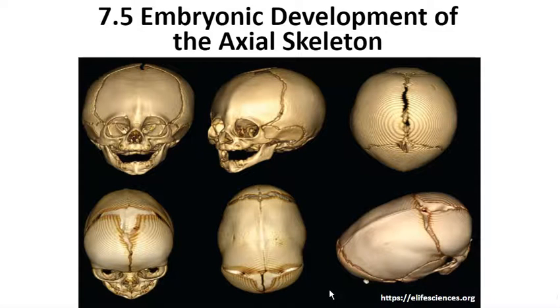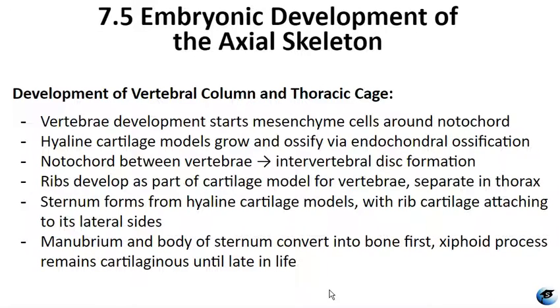As we briefly discussed before, the embryonic development of the spine and rib cage starts with the notochord. The notochord is a flexible rod-like structure found in the embryos of all chordates, all animals that have backbones, and it helps to define the basic body plan as the embryo is developing. Mesenchyme, a type of embryonic connective tissue made up of undifferentiated cells, surrounds the notochord and begins forming cartilage models that eventually turn into bone via endochondral ossification.